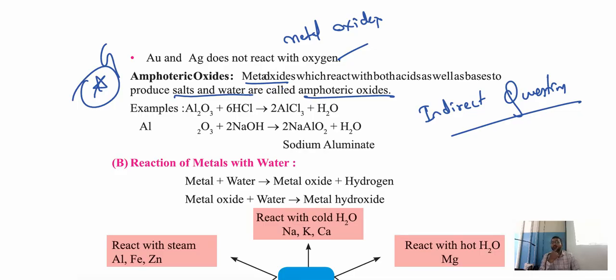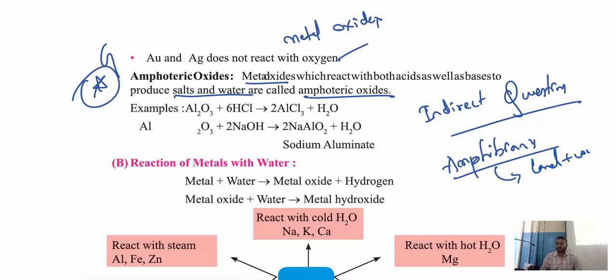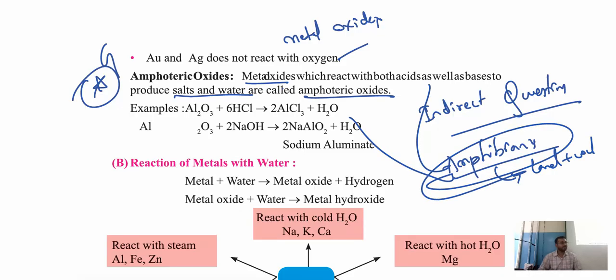Have you heard the word amphibians in biology? What do you mean by amphibians? The animals which can live both on land and in water are known as amphibians. Similarly here, metals and non-metals, land and water. See the words amphibians and amphoteric oxides.